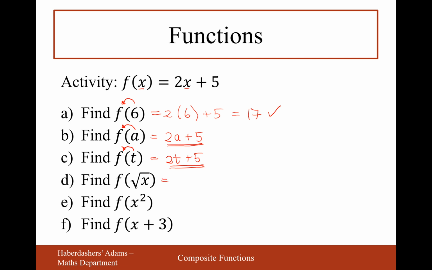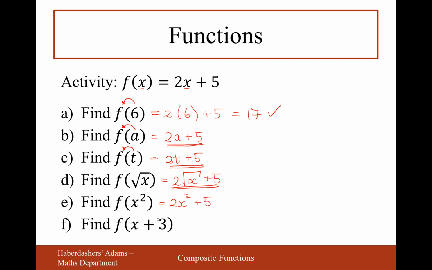When we do part D, we're going to be replacing x with the square root of x this time. So it's going to be 2 times the square root of x, the input value, so 2 root x, add 5. That's the answer to part D. Next one is x squared, so I'm going to be replacing in the function x with x squared this time. My input is x squared, so it's going to be 2x squared, add 5.